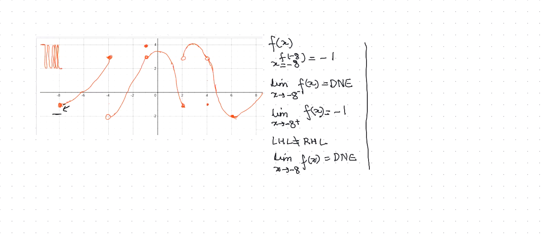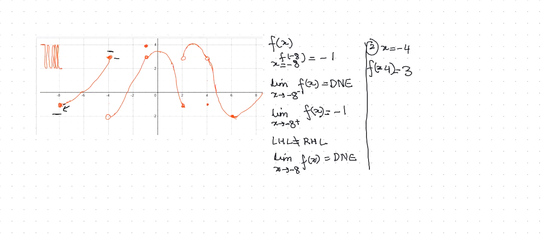Now we'll take another point, that is -4. We'll take x as -4. So f(-4) would be, we see it is a closed dot. Closed dot means it is a value of the function there. So this is 3. Here we can see it is 3. So f(-4) is 3.